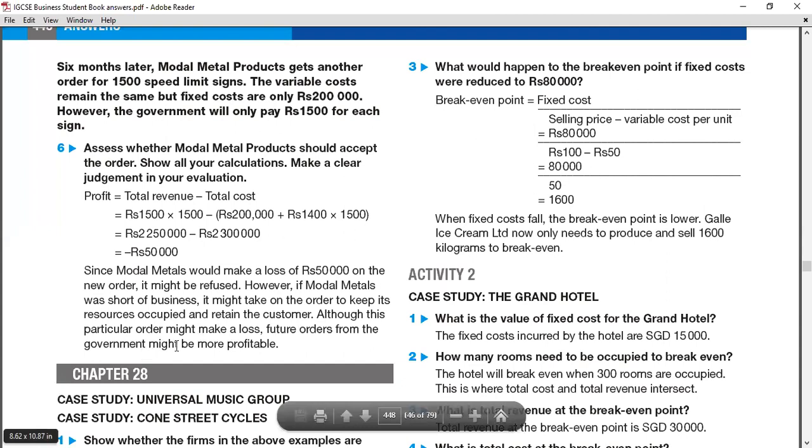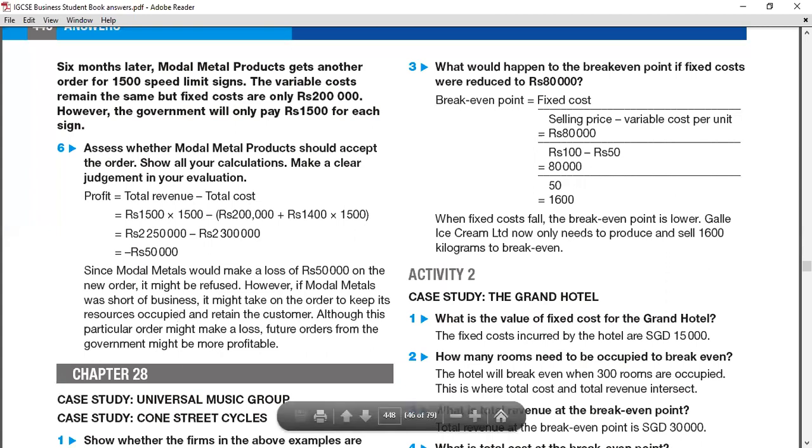Although this particular order might make a loss, future orders from the government might be more profitable. Look at the last line. That's the thing. So think about the long term, not the short term. The short term is a loss. Even at a loss, you have to operate, you have to survive, because you can't miss the government order, as the government provides 80% of the orders. Therefore, you have to think about the long run. In the long run, the government might give more orders. It might be profitable. Right? That's how we have to talk about this one.